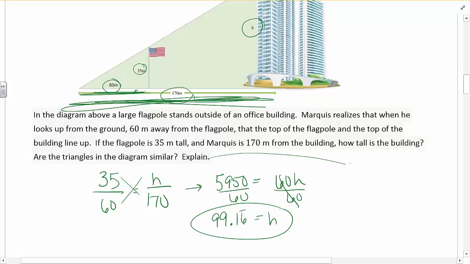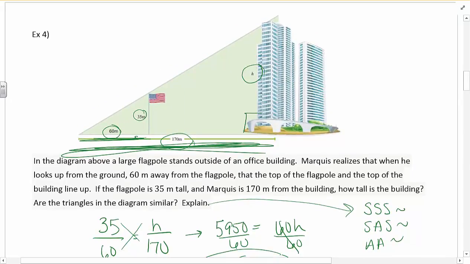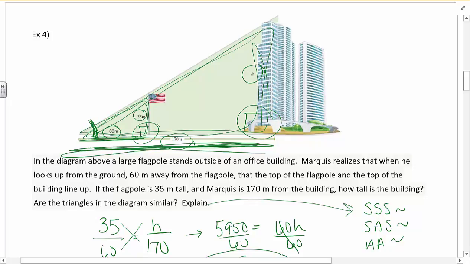Well, let's talk about similarity. Things are similar if I can show side-side-side similarity, side-angle-side similarity, or find two angles that are the same. Well, let's see. If this is a building and that's a flagpole, they should make 90-degree angles with the ground. There's one congruent angle. Then this angle up here is the same angle for both this triangle and that one. So I have angle-angle similarity. So yes, they are similar.